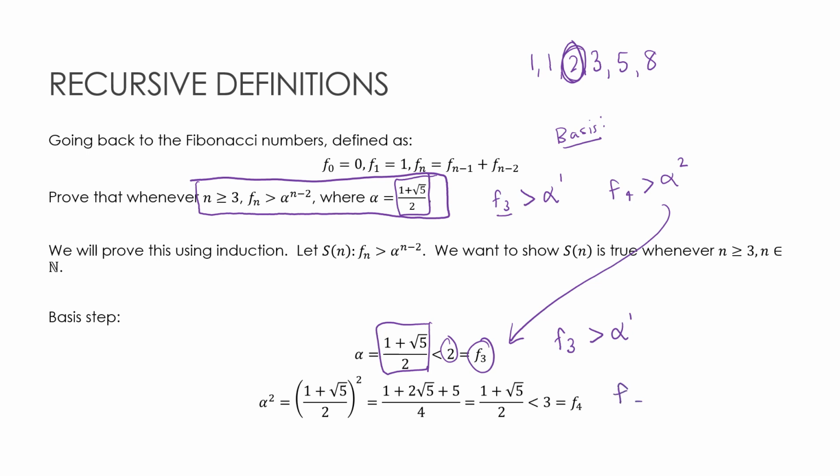Then I'm going to do the same thing. I want to prove f of 4. Remember, f of 4 is 3. Is 3 greater than alpha squared? Well, alpha squared is this guy, which really turns into this guy, and 3 is greater than that. So check, check, I've proved my basis step.